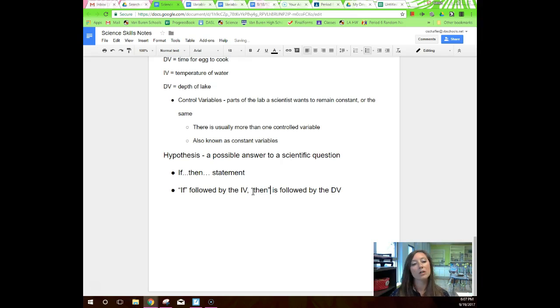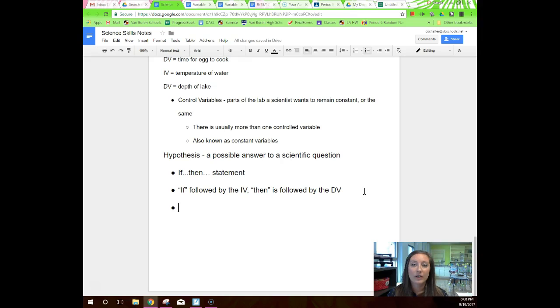So looking at this, one way that I always remember that the if is followed by the independent is, if starts with I, independent starts with I. So those two go together. Then we have the dependent variable. So you should have a complete sentence written when you write out a hypothesis. Very, very important to really make us sound educated and to have a strong hypothesis.